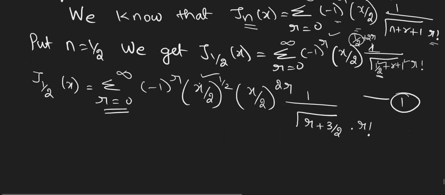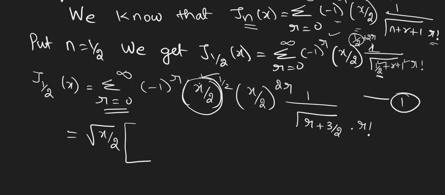Now we are going to substitute all the values from r equal to 0 to infinity. As I told, (x by 2) power 1 by 2 is nothing but root of x by 2, and I have taken it outside. If we put r equal to 0, (minus 1) power 0 is 1, and then (x by 2) power 0; anything power 0 is 1, so this term also becomes 1. What is left over is 1 by gamma of 3 by 2 into 0 factorial. 0 factorial is also 1. So this is the first term.